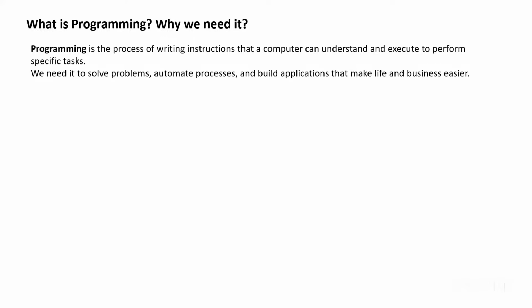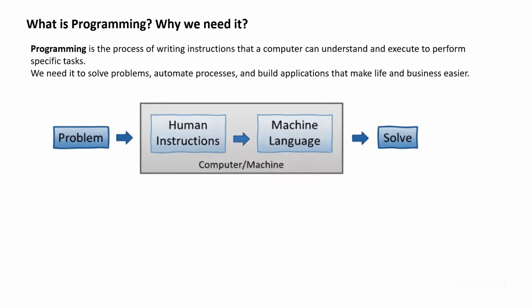Now, how does this programming work? Whatever the problem, whatever you write, it will be in the form of human instructions. But your computer or machine cannot understand these instructions. It has to be converted into the language the machine can understand. For example, if I start talking with you in Japanese, you won't be able to understand. If I talk in any other language, you will not be able to understand because you don't have knowledge of that particular language.